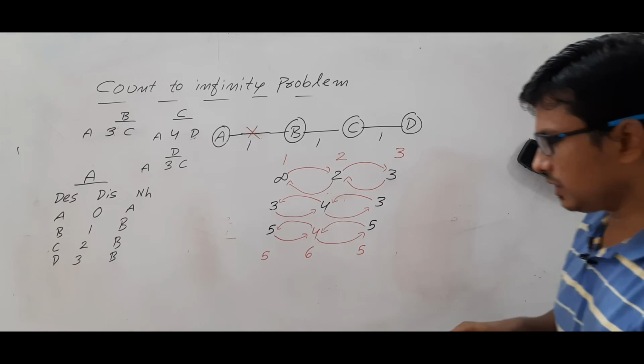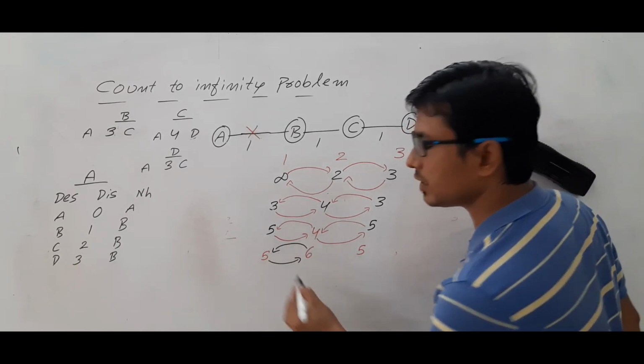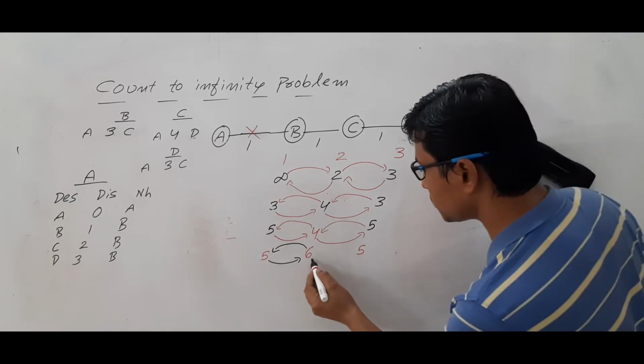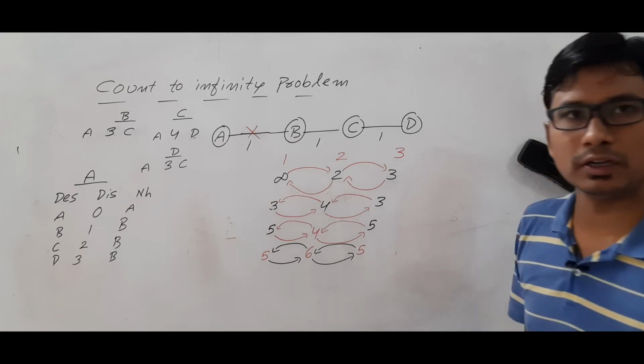Now can you tell me what will be the next iteration value? If you have already computed, please write your response in the comment section. I want to verify whether you are doing it properly or not.